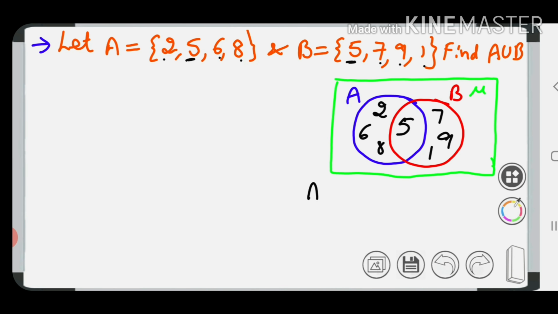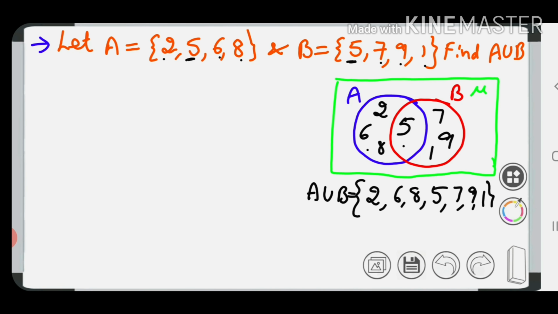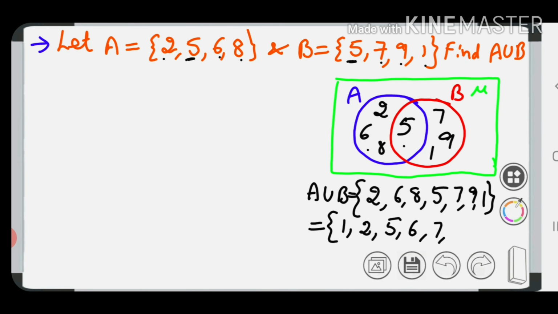Now A union B means we have to write all the elements from these circles. That means A union B gives 2, 6, 8, 5, 7, 9 and finally 1. Arrange them in order. That means we get 1, 2, 5, 6, 7, 8 and 9. Like this we have to write A union B by using the Venn diagram. Now we will see the problem.